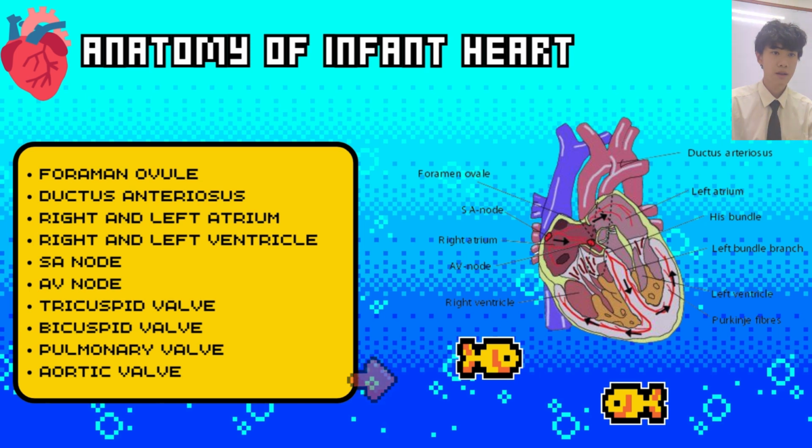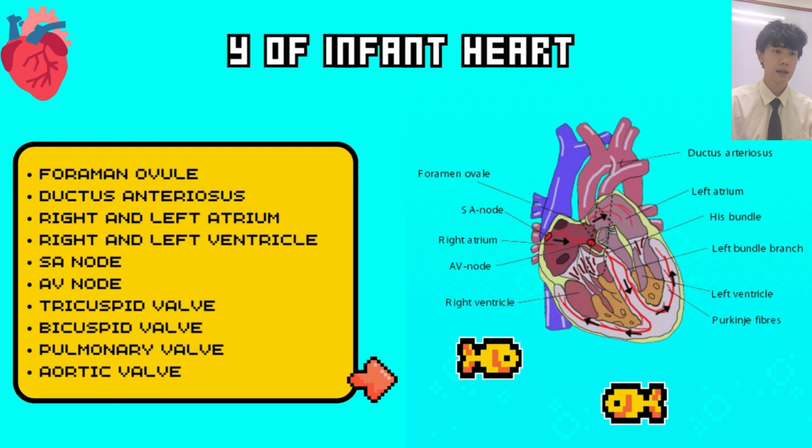The first one is the foramen ovale. As you can see, there's a hole between the two atriums. Like in adult hearts, there's a septum that separates the right and left heart, but in infants, the septum between right and left has a hole. What the function of this structure is, we will see later in the physiology. Moving on to the ductus arteriosus, which connects the aorta and the pulmonary artery. Again, we will see its function later in the physiology.